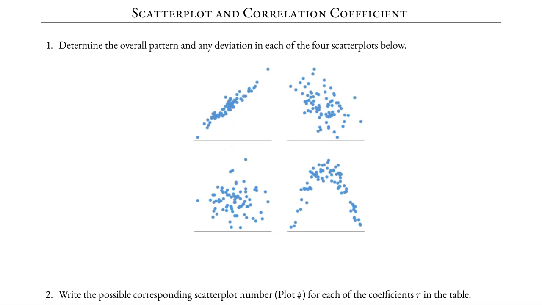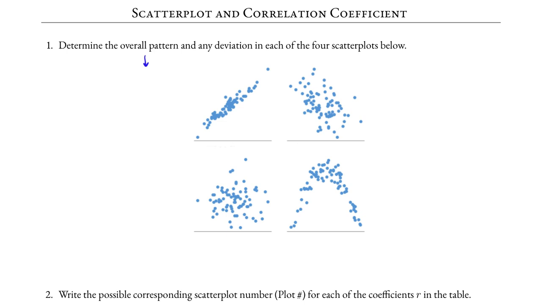Scatterplot and correlation coefficient: determine the overall pattern and any deviation in each of the 4 scatterplots below. For any scatterplot, we would need to describe it using the overall pattern.